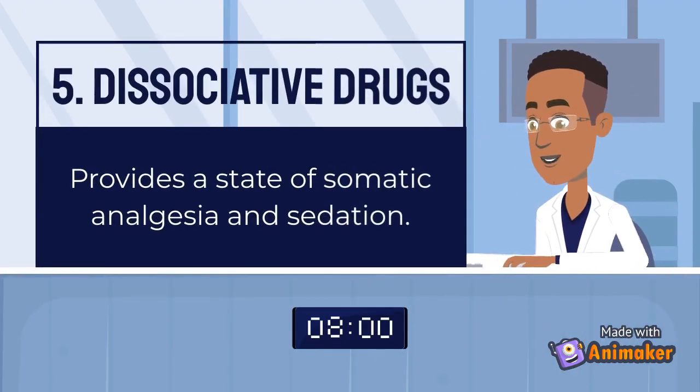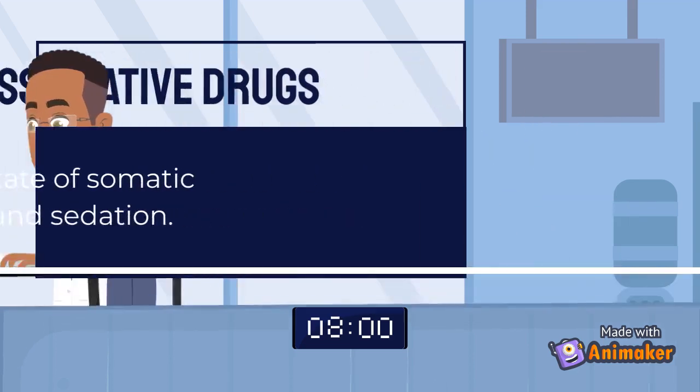Moving on, we also have the dissociative class of drugs. Ketamine, phencyclidine, and methamphetamine belong to this group, and they provide a state of somatic analgesia and sedation. But they can also cause CNS arousal in horses and animal excitement or frank convulsion.